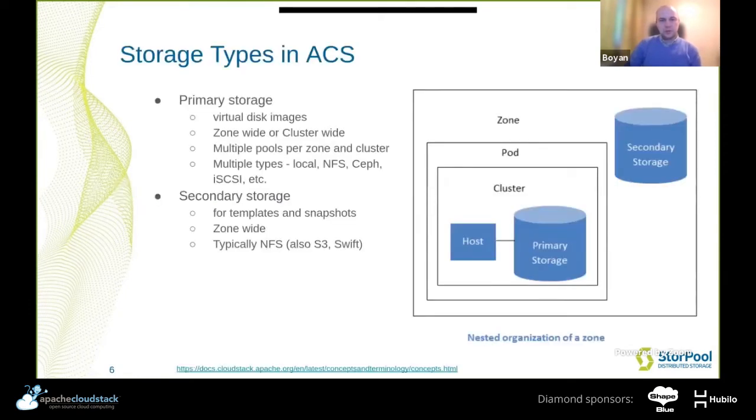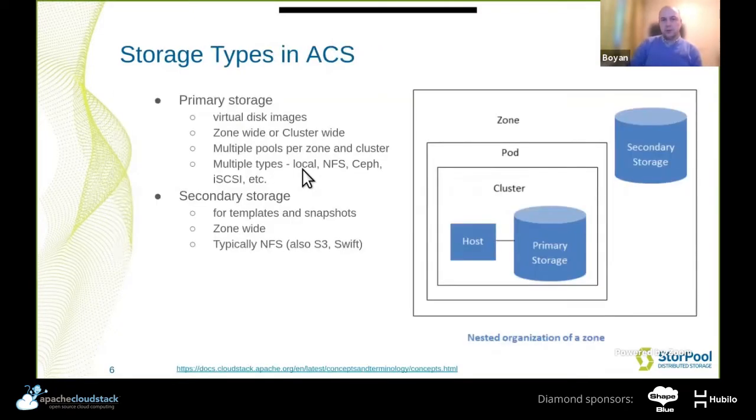So the types of storage in CloudStack: you have primary storage and secondary storage. Primary storage is where virtual disks reside. These are volumes that are attached to a running virtual machine, or not attached to a running virtual machine, but they can be attached to a running virtual machine at any time. Secondary storage keeps templates, snapshots and images. Secondary storage is always zone-wide, while primary storage could be zone-wide or cluster-wide. And you have this zone, pod, and cluster hierarchy in CloudStack.